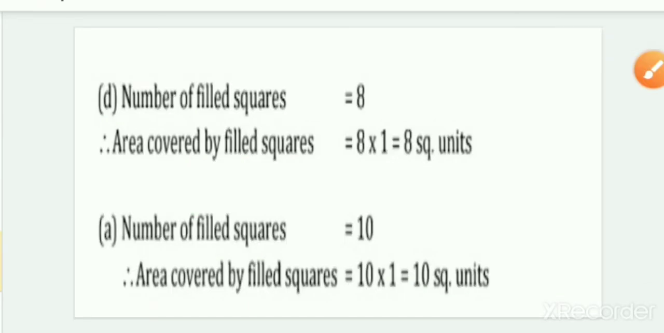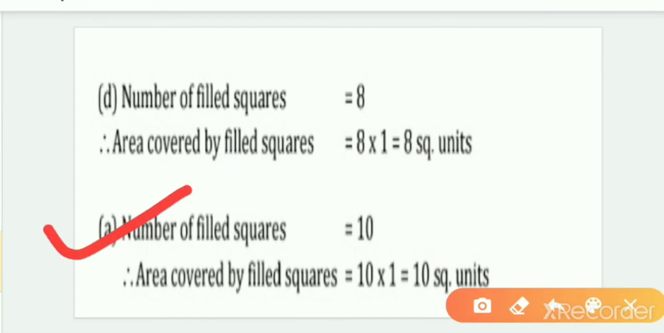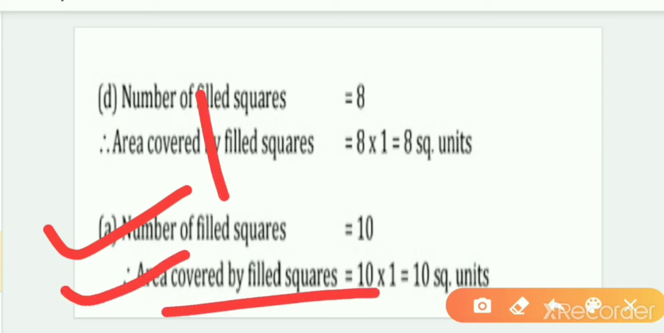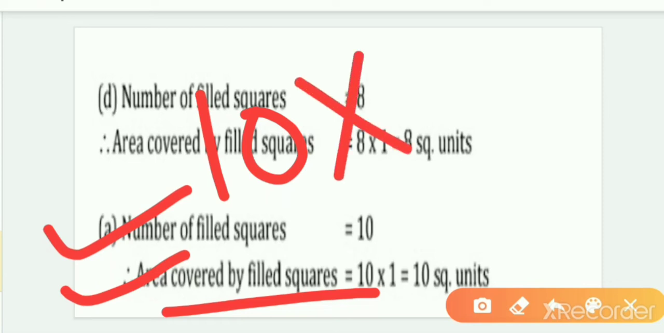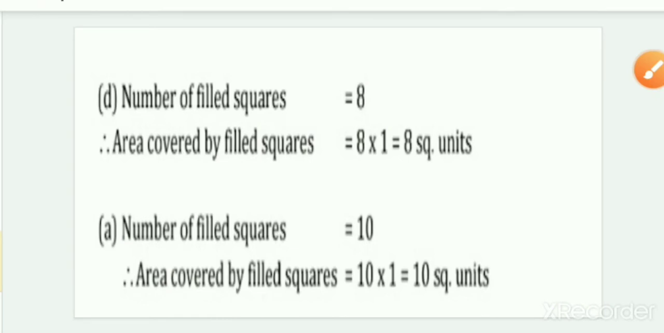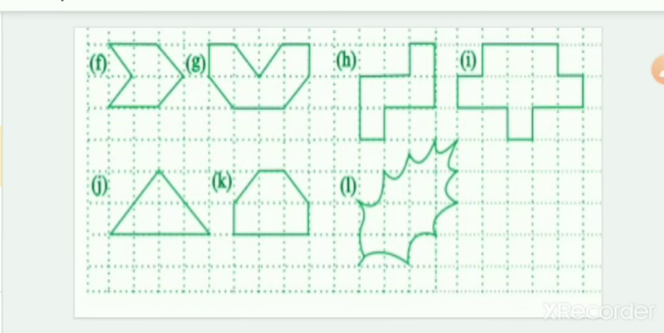So its area will be the total number of filled squares we have 10, or you can write total number of fully filled squares, or you can write total number of filled squares 10, and area covered by filled squares will be, because one square is having area 1 square unit, so 10 will be having 10 multiplied by 1, that is 10 square units. Okay, understood? Yes. Now moving to the next, we have question number F, that is figure is given to you.